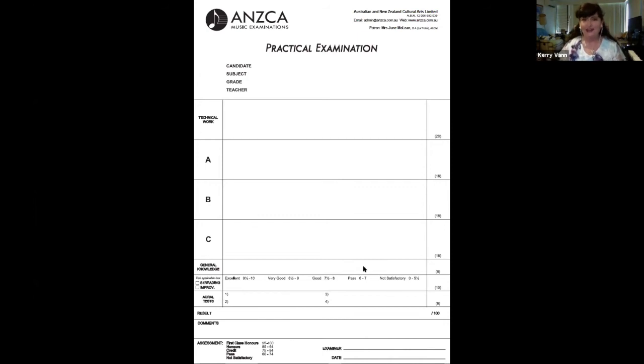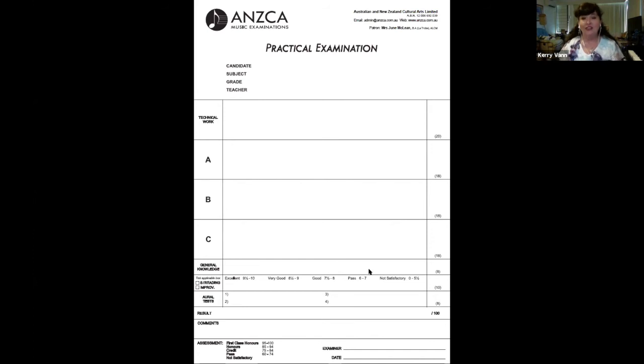It's very hard to get less than an honours for introductory. So for the lower grades, it's 20 marks for technical work, 18 marks for each of the pieces. Notice that's about half the exam. 8 marks each for general knowledge and the oral tests, and 10 marks for the sight reading.